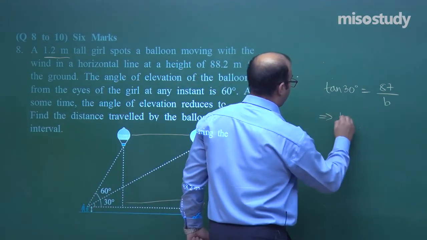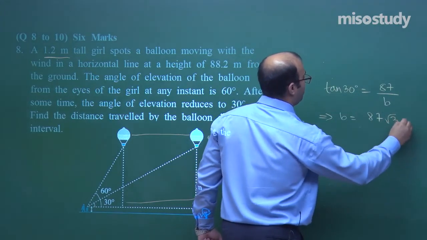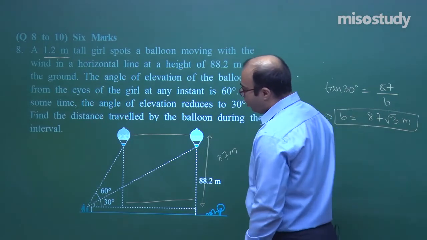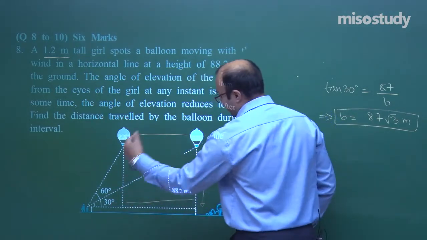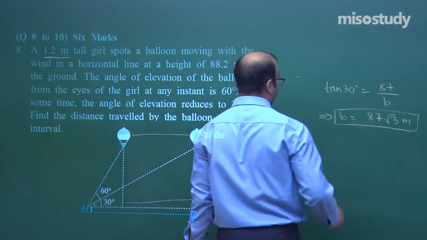This implies that B is equal to 87 by tan 30, which is 1 by root 3. So this will become root 3. B is equal to 87 root 3 meter. Now we take this triangle, another triangle, from this girl to this balloon till here. This angle is 60 degree.